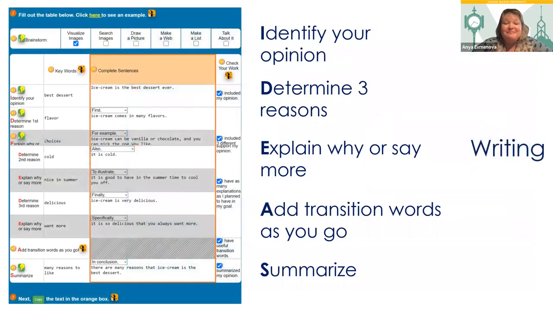Next slide, please. After selecting the prompt and the goals, students move to the second part, and this is where the magic happens. First of all, students brainstorm their ideas. We ask students to do it outside of the TBGO, but they should use one of the six strategies that we list there. It's probably hard to see, but the strategies are visualize images, search images, draw a picture, make a web, make a list, talk about it.